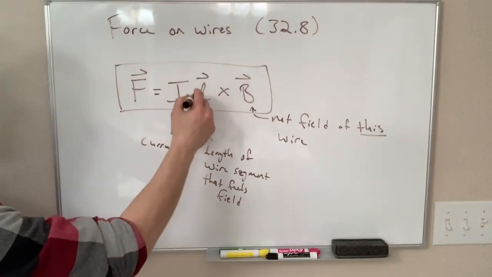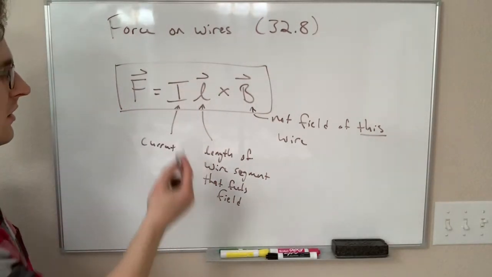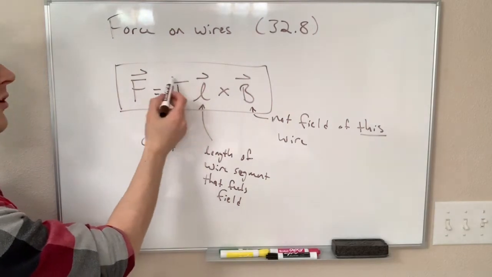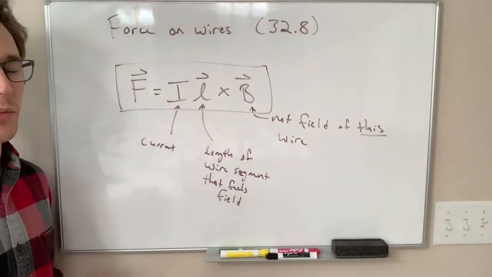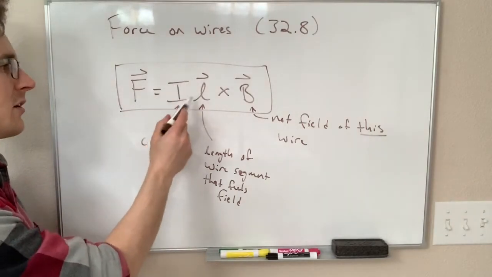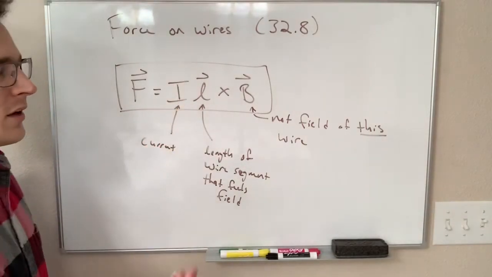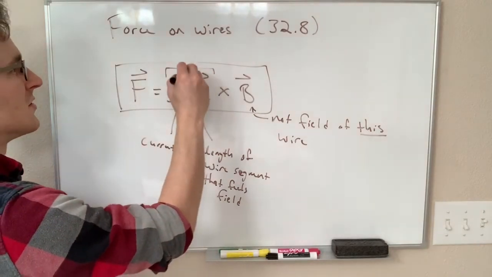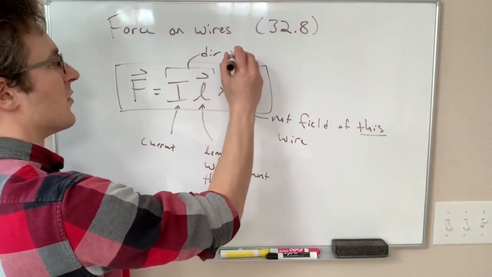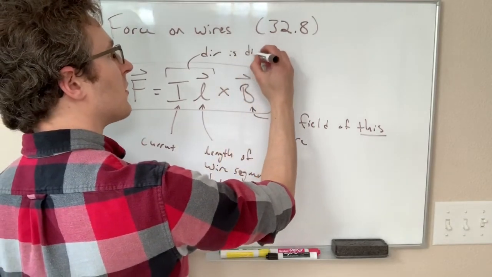The direction of this L here is the same as the direction of the current. You could kind of argue that this vector should actually be on the current variable. It should be I vector times this scalar length. It really doesn't matter. The direction of this is in the direction that the current flows.